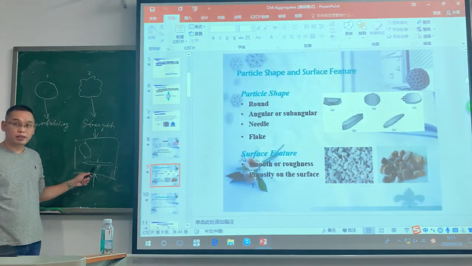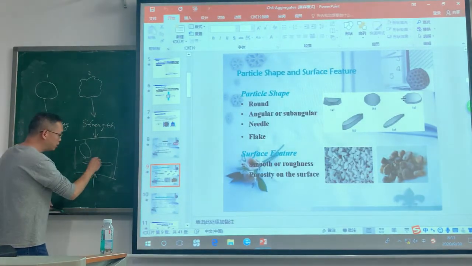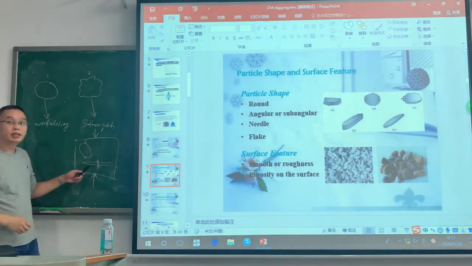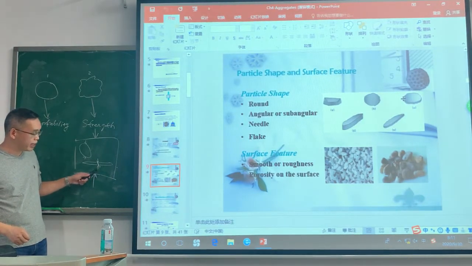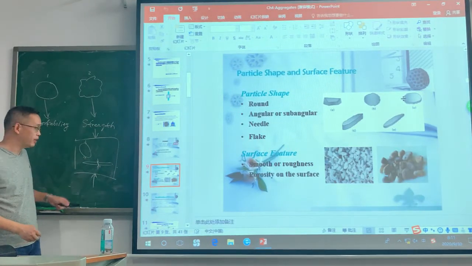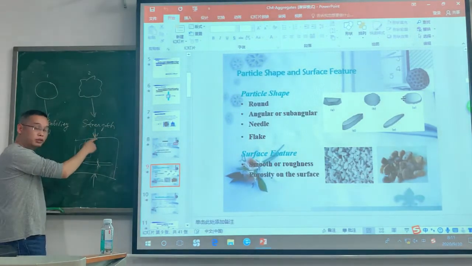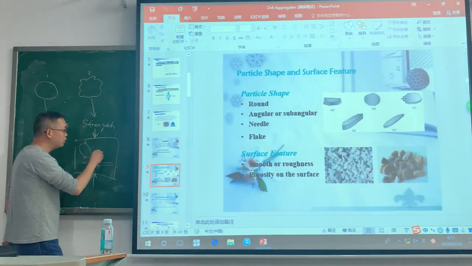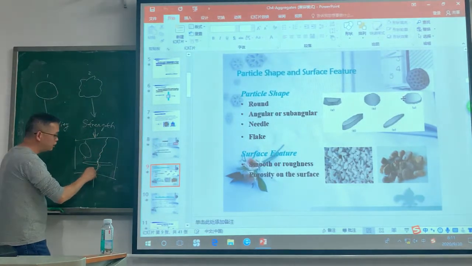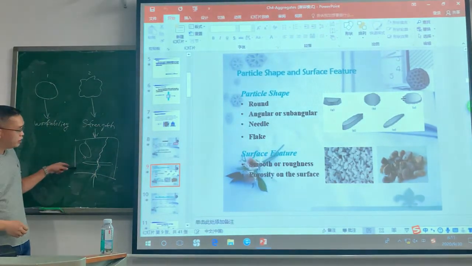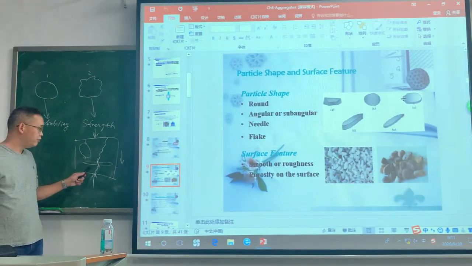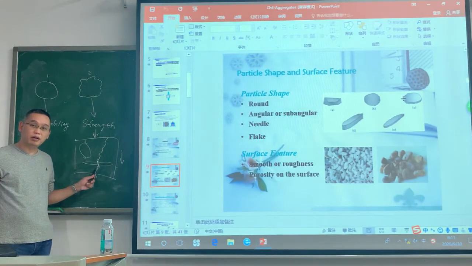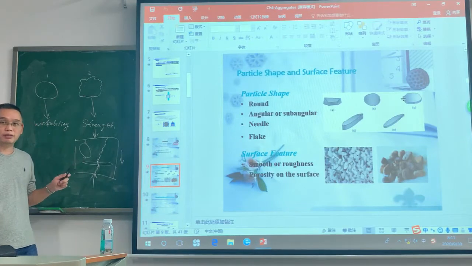If this particle is broken, a crack will occur. We can get cracks in the specimen. And then if we increase the load, the cracks will develop. So the strength of the concrete will decrease. So the needle shape and the flake shape are harmful for the concrete, especially for the strength.